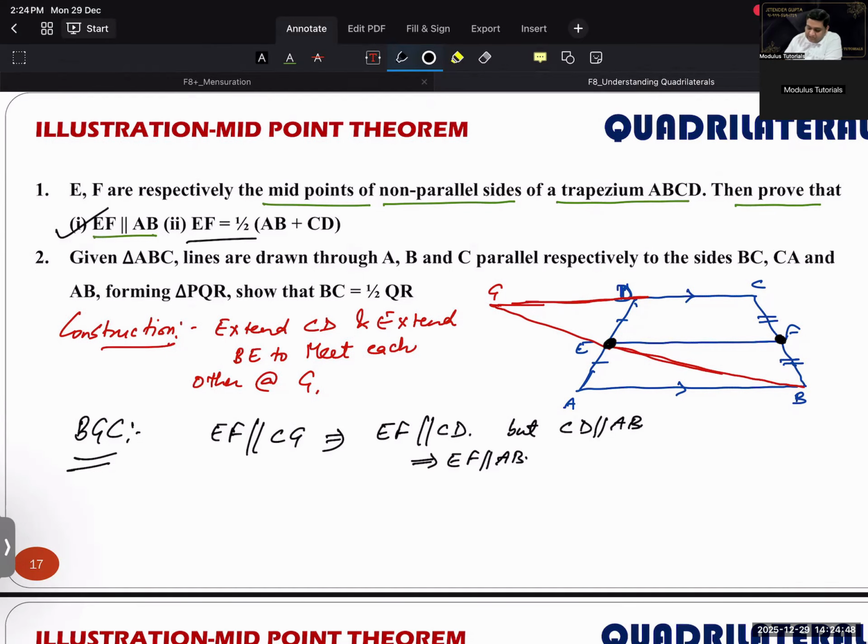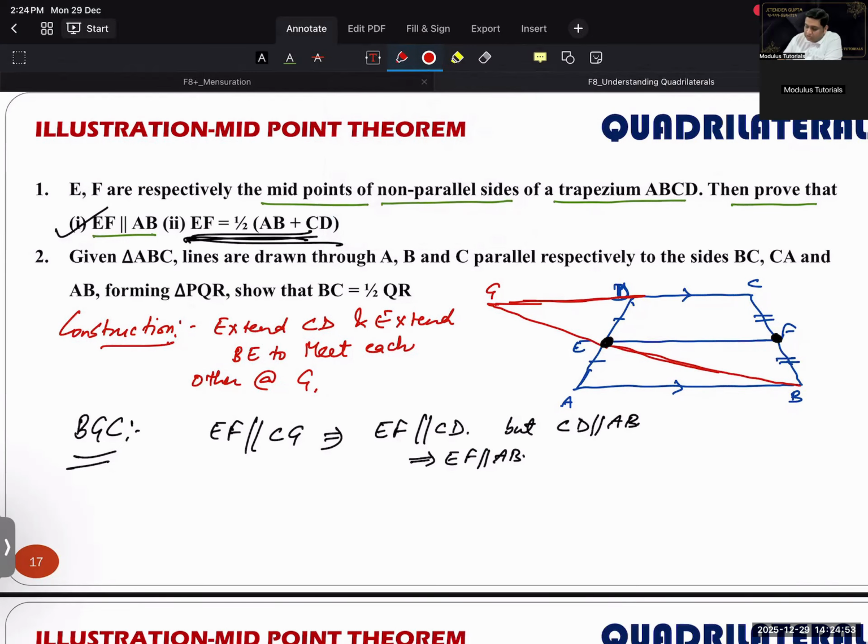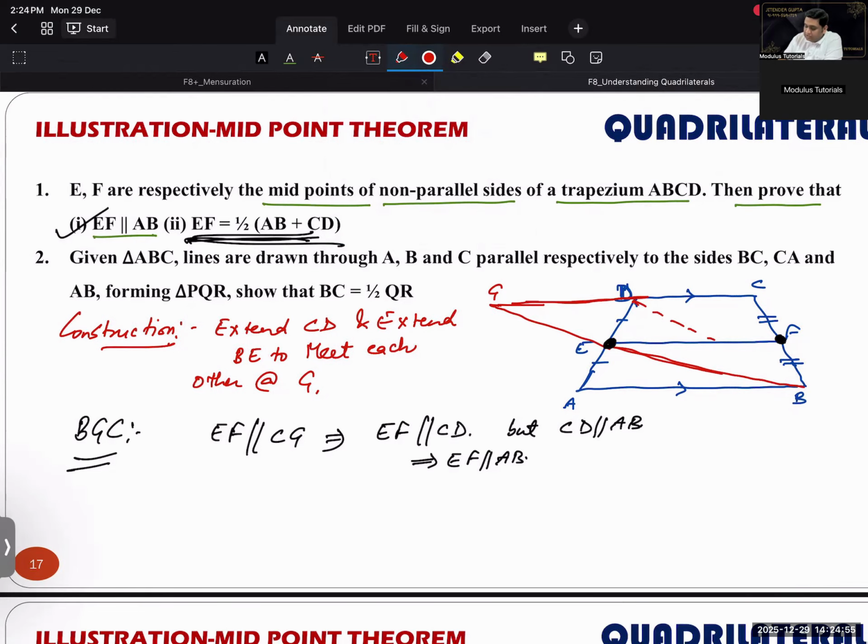Now, what can we do further? Further, we need to establish this. This is not that difficult. Let me have one more small construction, that is join BD. Join BD. So this is, let's say, maybe S. Now this will be very simple. I have been able to establish EF is parallel. Now I'm joining BD to intersect EF at S. So now what to do?